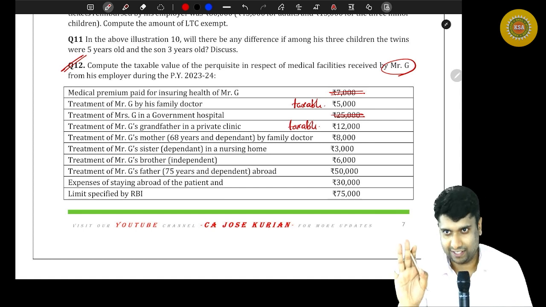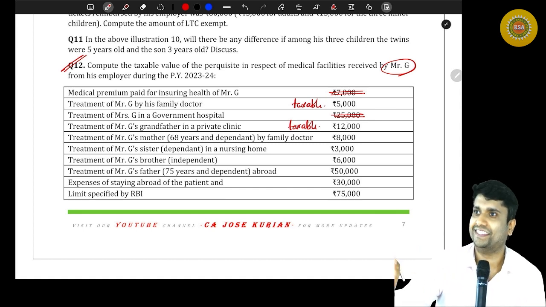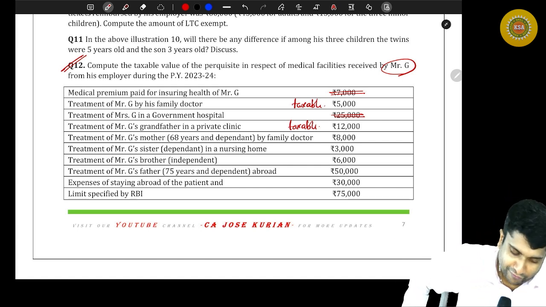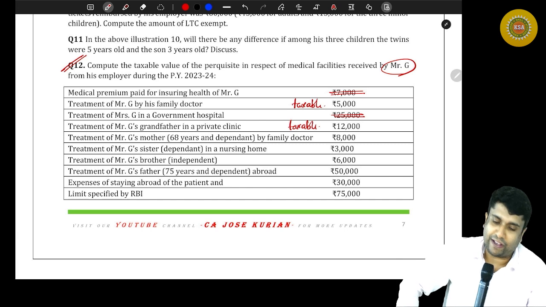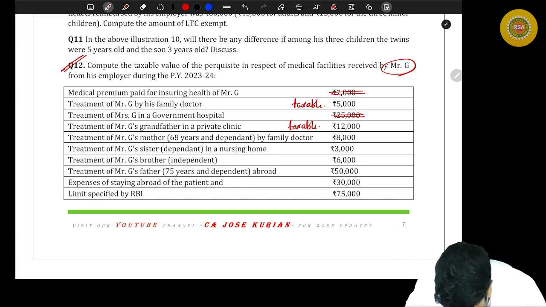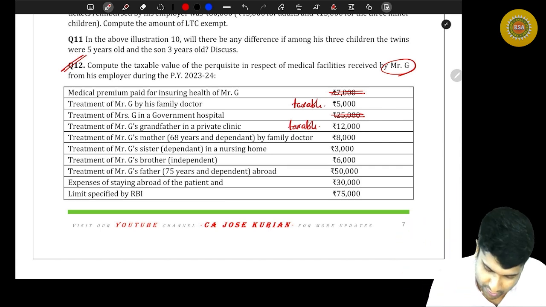Grandfather, according to the income tax law, is not your family member. She was saying, no, sir. Don't worry. Moving on to the next one. Treatment of Mr. G's mother by family doctor. Family doctor, fully taxable. You cannot claim the benefit of exemption. So we can say taxable.